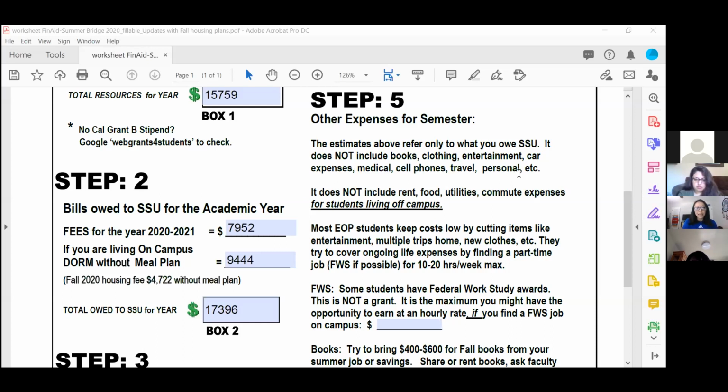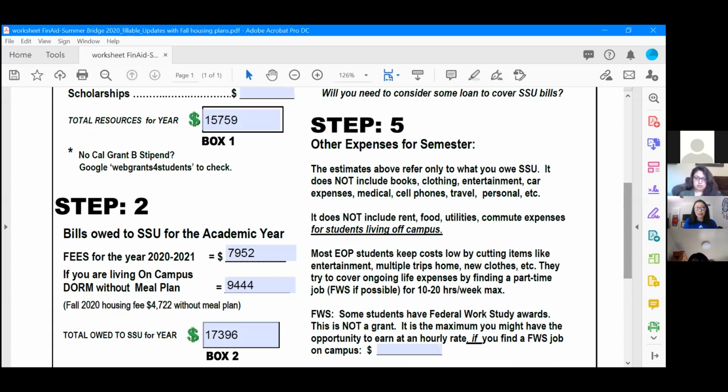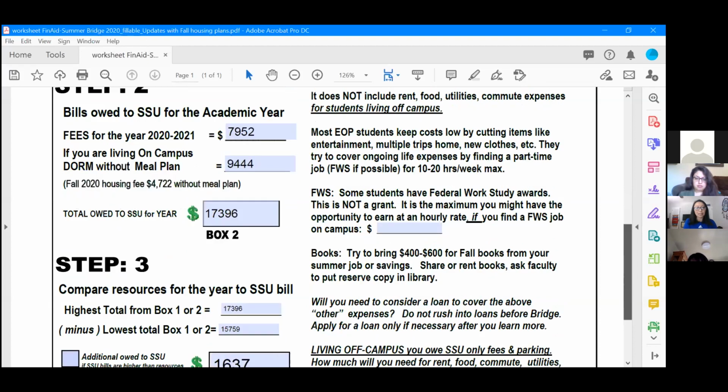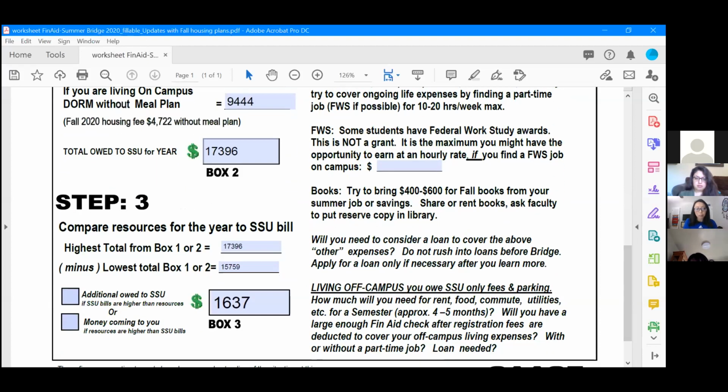Alrighty, so looking at step 2, what I owe to Sonoma State is $17,396, okay? Now, if we go back up to step 1, you can see that my grants and scholarships add up to $15,759, okay? So off the bat, I already know that I'm gonna have to pay out of my own pocket for SSU, right? And so looking at step 3, again, it should auto-populate. If it doesn't, feel free to do your own calculations and handwrite it in.